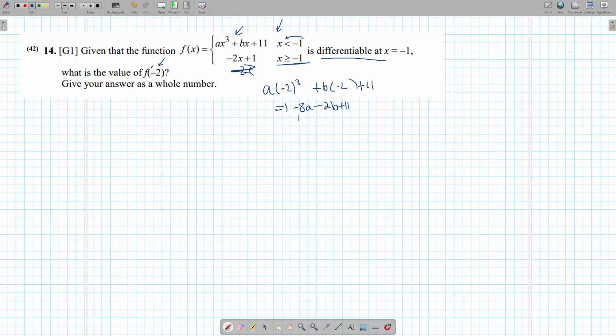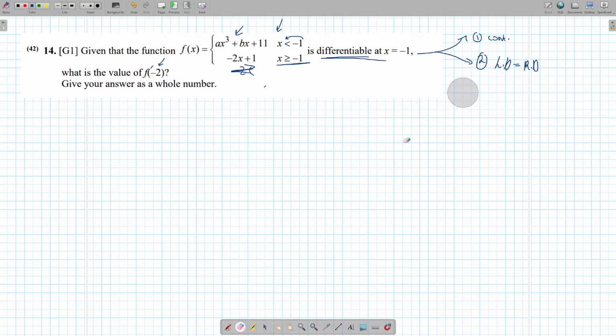Now what's the problem here? We've got a's and b's, so we can't solve with a and b. We have to find a and b. They told us that it's differentiable. So what does that mean? What are the two conditions for differentiable? One, it's continuous. Two, the left derivative equals the right derivative. So let's solve. First, for it to be continuous, what does it mean? It means the left limit is equal to the right limit.